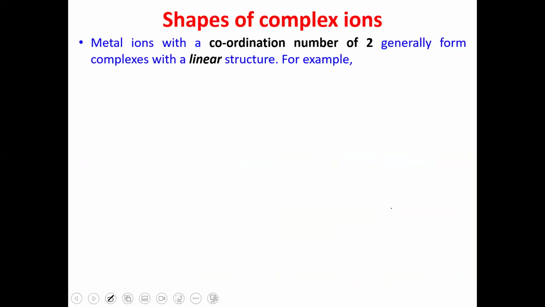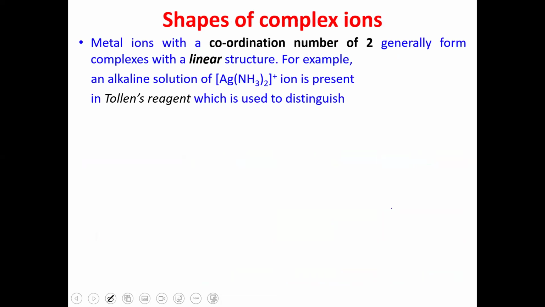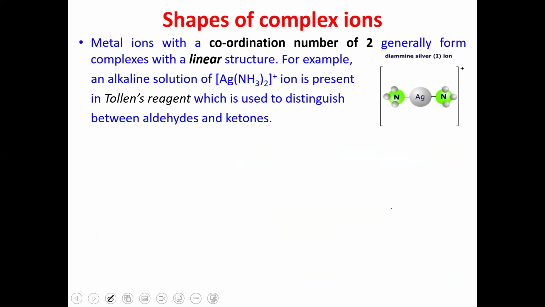Now we talk about the shapes. When the ligands are surrounding the central ion, they occupy a certain type of shape. The shape can be linear, the shape can be tetrahedral, the shape can be octahedral. An alkaline solution is now, we can have the Tollens reagent, which is used to distinguish between aldehyde and ketones. Now, this is the linear ligand.